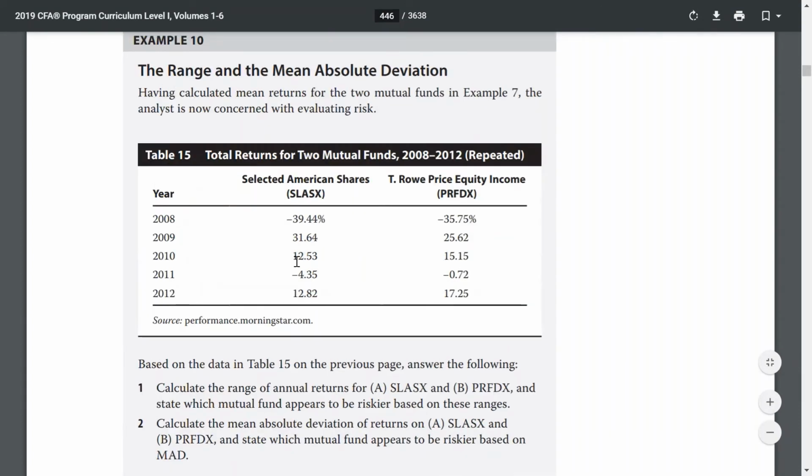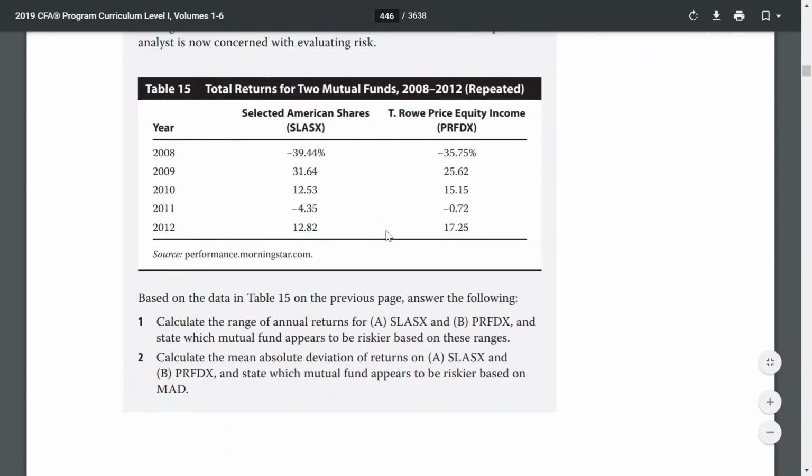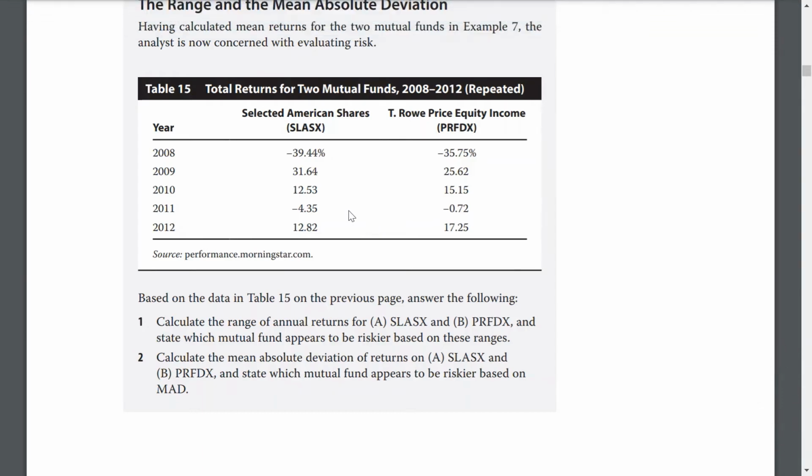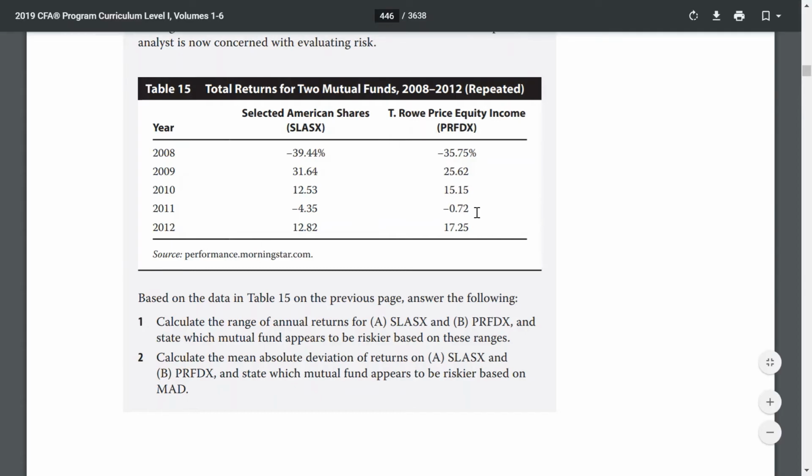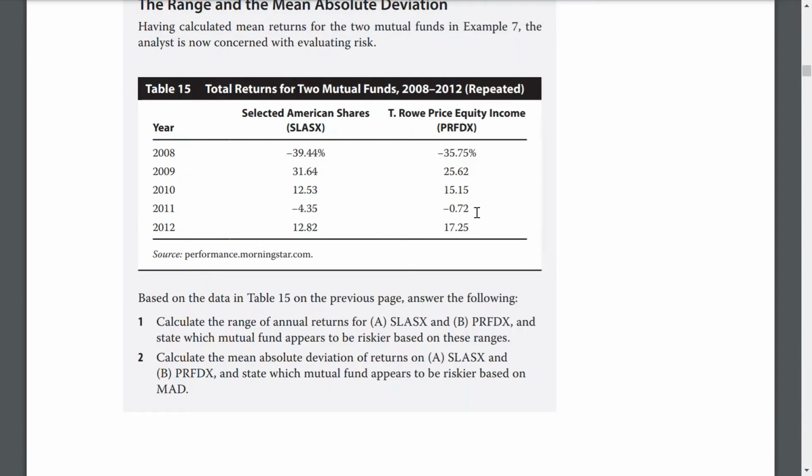So based on the data in table 15 on the previous page, answer the following questions. 1, calculate the range of annual returns of SLASX and PRFDX. 2, calculate the mean absolute deviation of returns on SLASX and PRFDX shares, and state whether the mutual fund appears to be riskier based on MAD.